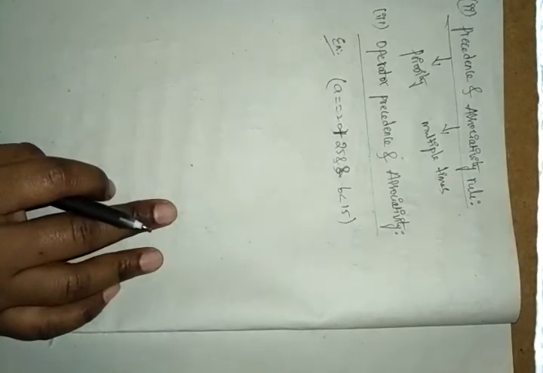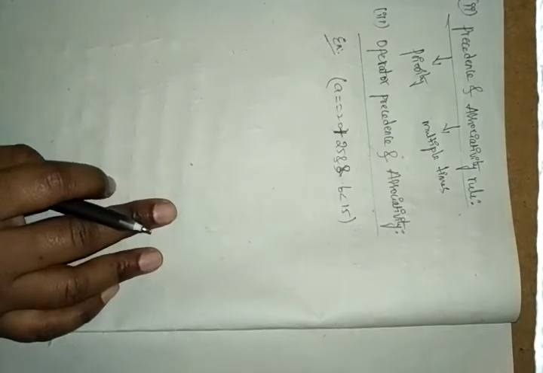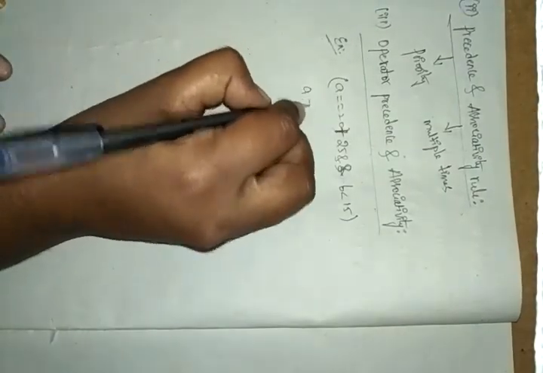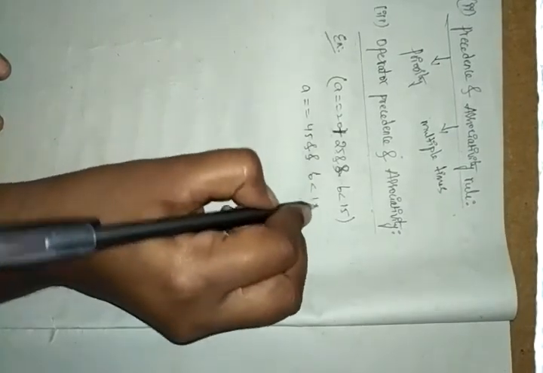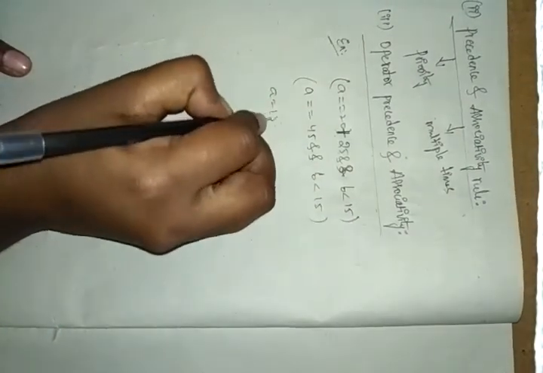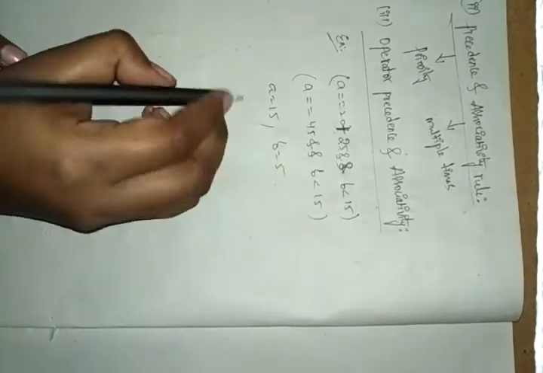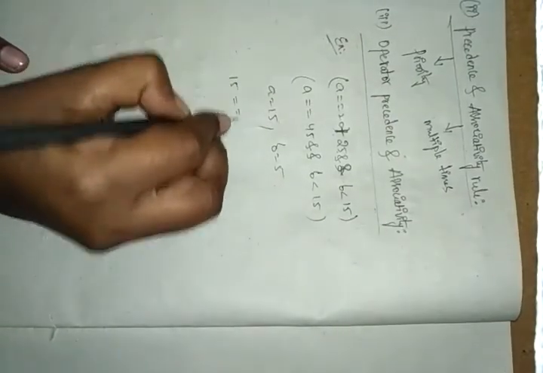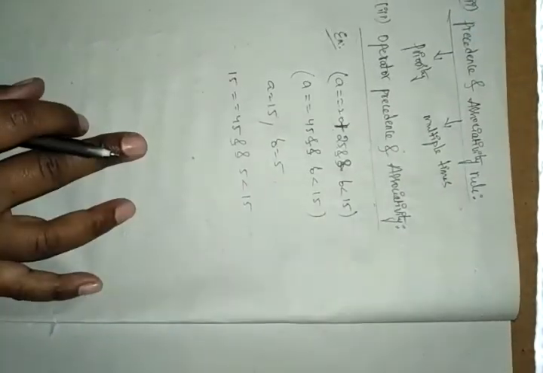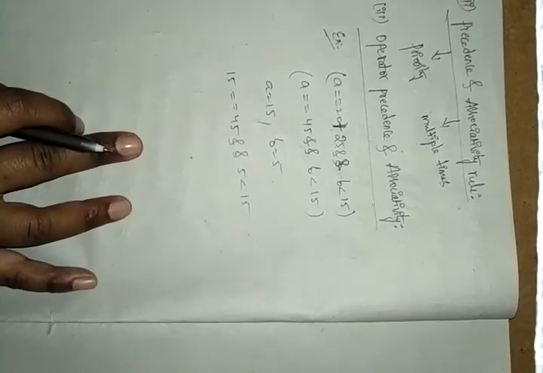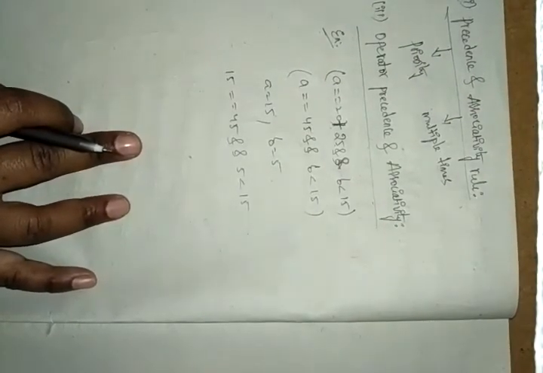Okay, so you can take any example, right? If you are evaluating this one, 20 plus 25 you will get 45, and the operator b less than 15. Okay, so like this you are evaluating. Suppose you take a equal to 15, b equal to 5 values, then you can calculate this one: a equal to 45, and operator b equal to 5 less than 15. At least the two operators will give a true statement. You can write true, right?